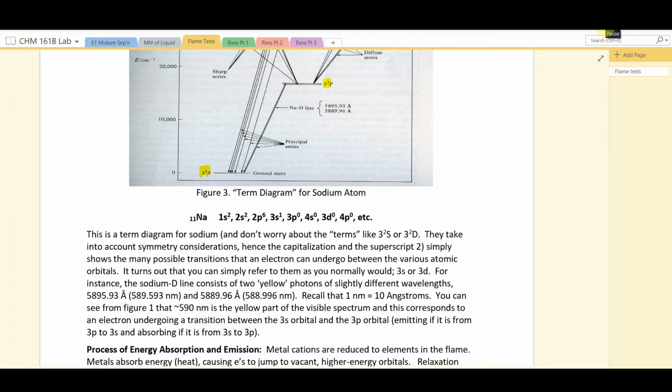You'll notice that the wavelength of photon emission and absorption between the 3s and 3p orbitals is given in units of angstroms. 10 angstroms makes a nanometer. So this value of approximately 5,900 angstroms translates to 590 nanometers, which is a yellow-orange light that falls within the range of the visible spectrum.